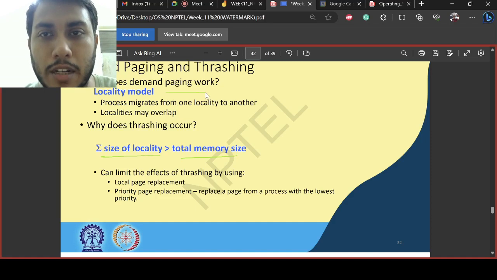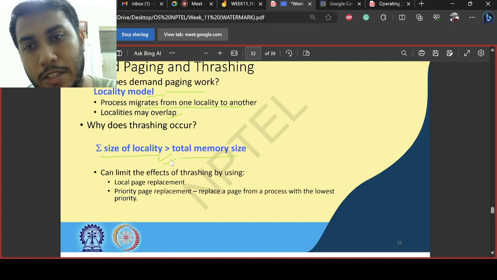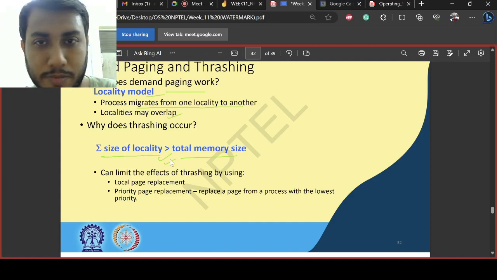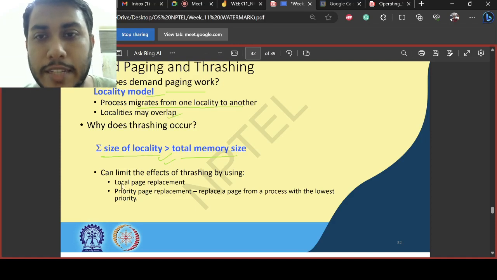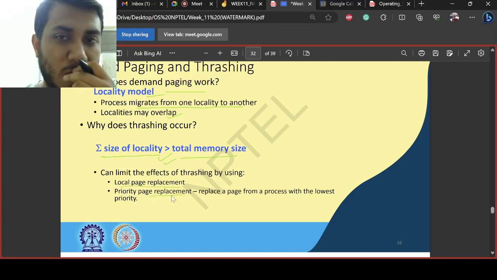Demand paging works on a locality model. A process migrates from one locality to another. Localities may overlap, but if the total size of the localities is greater than the total memory size, then thrashing occurs. Thrashing can be limited by using local page replacement and priority page replacement. These are the two concepts.